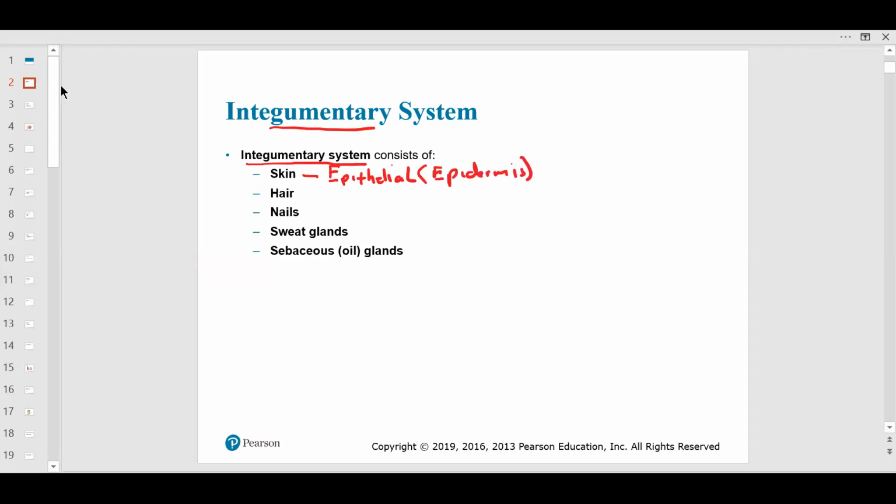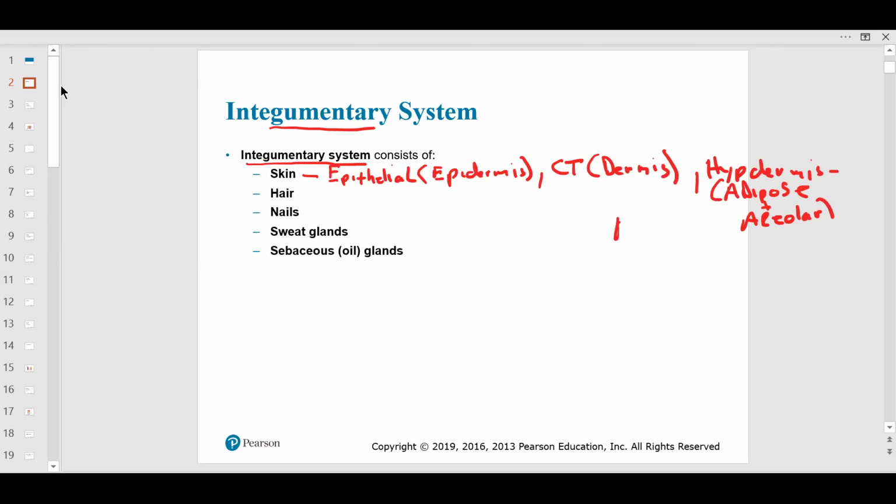And then you have your CT, dense irregular connective tissue, which is your dermis mostly. So there's other connective tissue as well. Then you have the hypodermis, which are layers. One of the layers is mostly, I'm going to say, adipose, loose connective tissue, and areolar connective tissue.